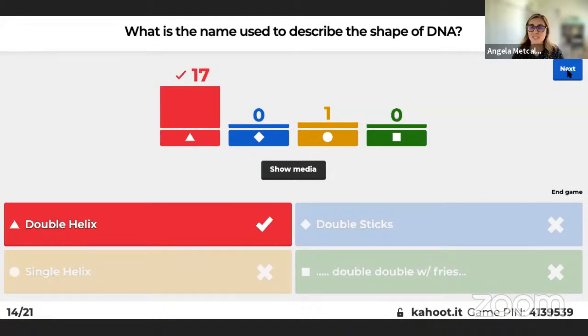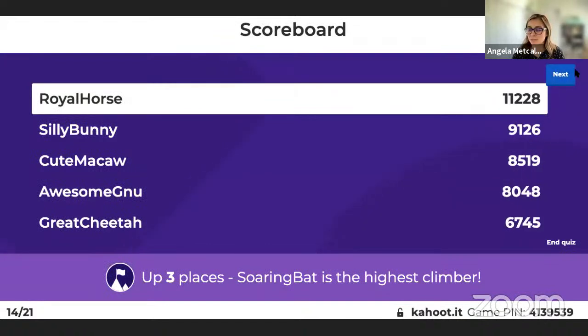So it's a double helix. DNA has a cousin named RNA, and that is a single helix or just a helix. But DNA is double, two sides.